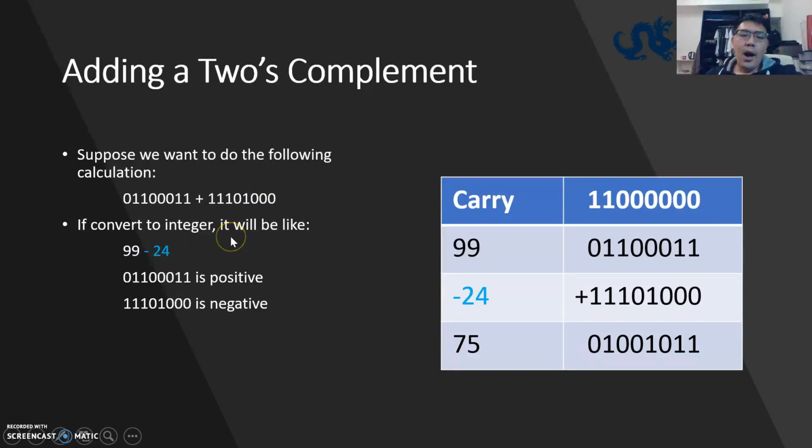So this is why when we add up 2's complements, it looks like we're adding a negative number, because they are negative in the integer form. So the adding result is here.